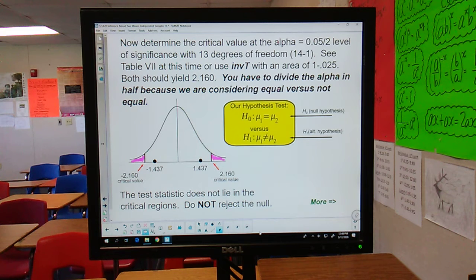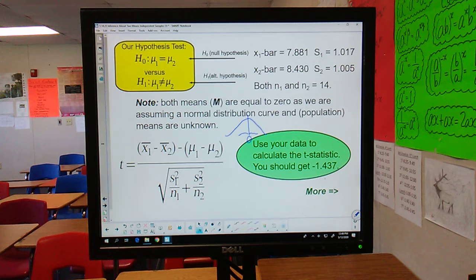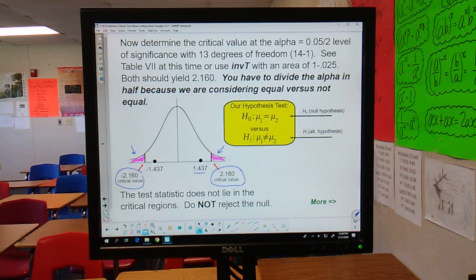Now, this is a two-tailed test. So we're not only using down here the positive 2.160, but the negative, okay? All of the area that way, all of the area that way. Notice your 1.437 from the previous page was actually negative, but we're going to use the positive as well. Neither of those fall into the critical region. The test statistic does not lie in the critical regions. Do not reject the null. We would say then that the averages are equal.